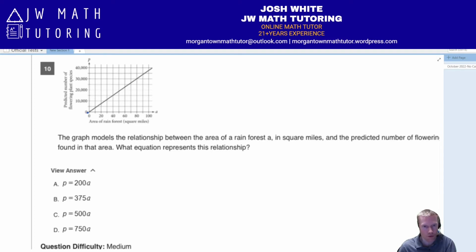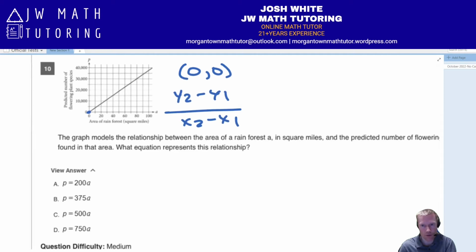So notice it goes through 0, 0. If we're looking to find the slope of this line, we already have one point to use. You think about y2 minus y1 over x2 minus x1 for our slope formula. So we already have one point, which is just 0, 0. Now, for the other point, normally you want to look for points where you have the values right on the grid marks. Like there's one right here at 40, 15,000, or there's one up here at 80, 30,000. However, I'm going to choose a different point, and I will explain why.